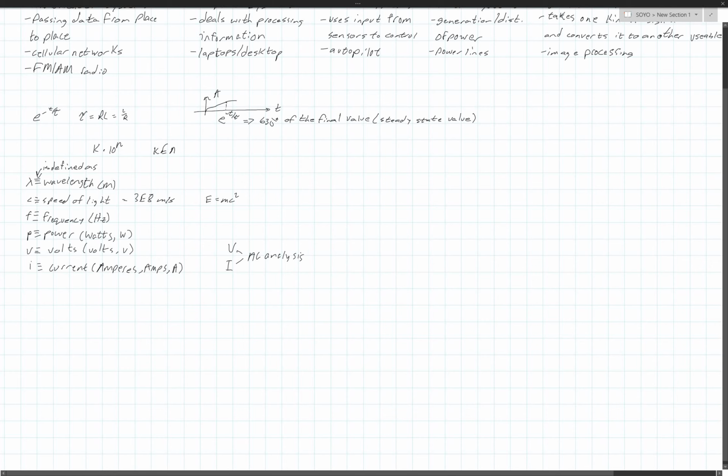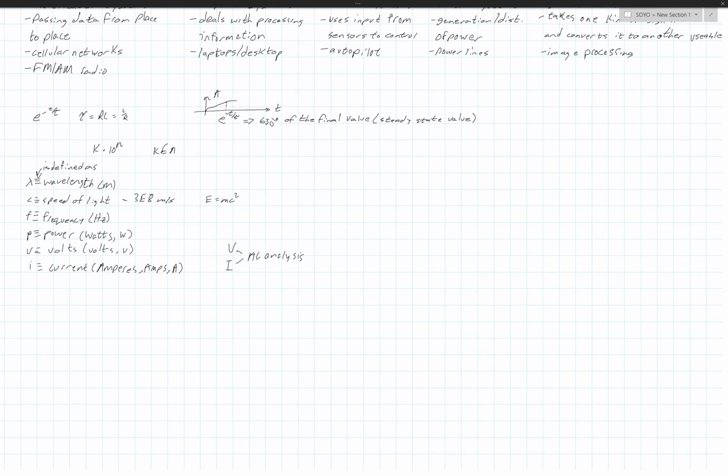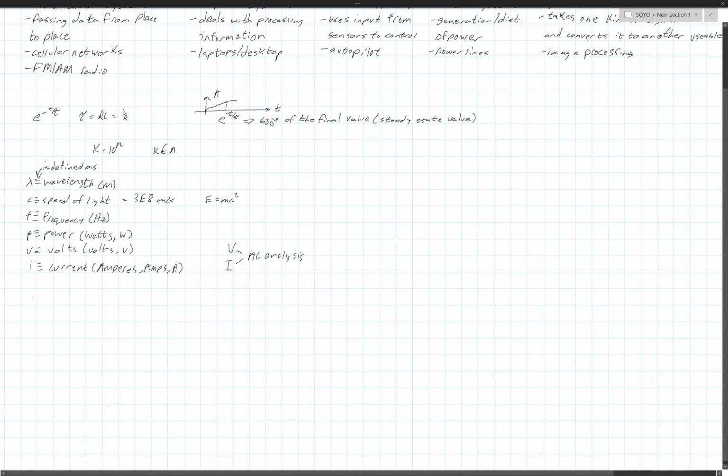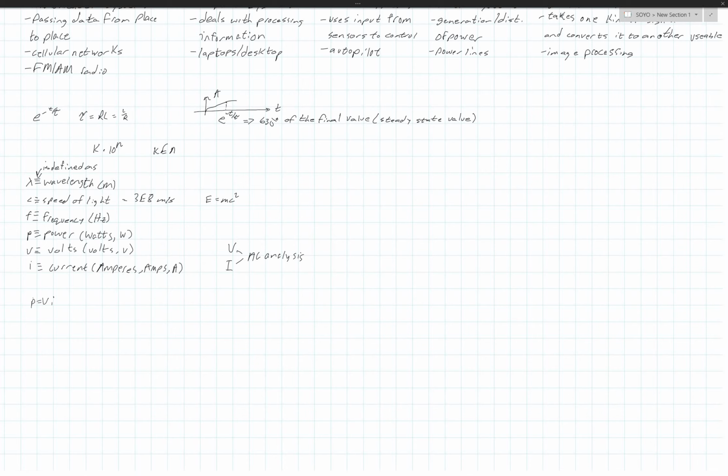Now, we're going to go into power and explain how everything works with that. Power is equal to volts times amps. That's just how it's defined. But it's very similar to the second law of thermodynamics.